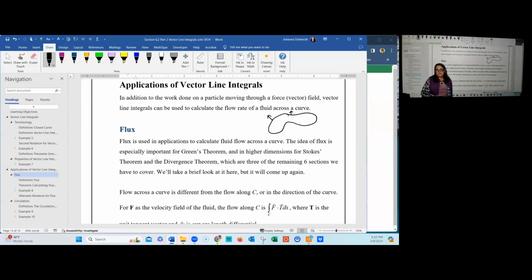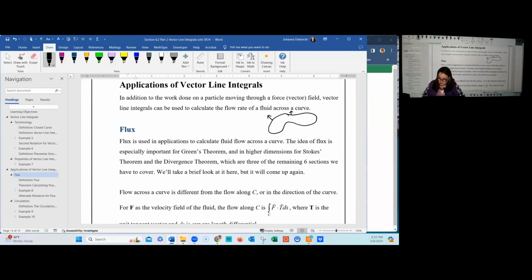The idea of flux is very important in Green's theorem, which is one of the major theorems in calculus. It also applies to higher dimensions for Stokes' theorem and the divergence theorem, which are covered in 3 of the sections remaining in this chapter. We'll take a brief look at flux here, but it's going to come back again later on.